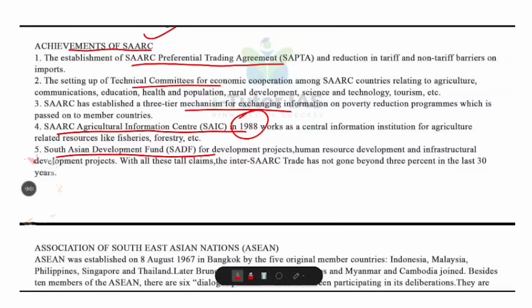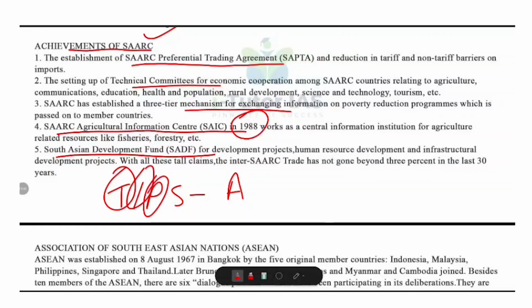So, the mnemonic is TIPS A. What is that? T. Technical Committee. I. Information exchange on poverty reduction. P. Preferential Trading Agreement, that is SAPTA. Then S. SAARC Agricultural Information Center, that is SAIC. Then A, South Asian Development Fund, that is SADF. So these are the achievements of SAARC.